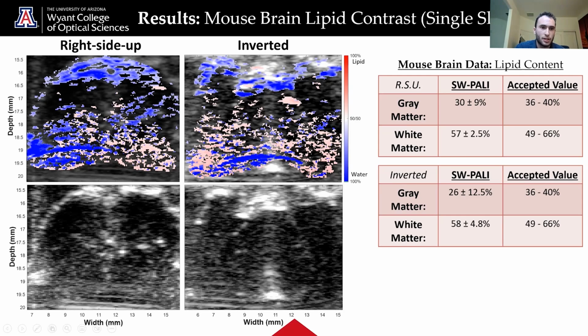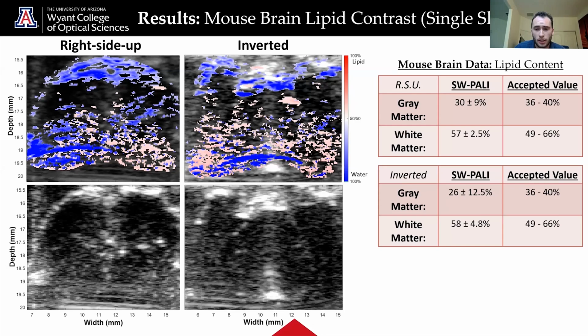And while we can quantitatively analyze these regions of predicted high and low lipid content, we can compare that to what we would expect gray and white matter to be. And particularly with white matter, we obtain data that is pretty much spot on with what the accepted value is for lipid concentration of that white matter. The gray matter estimations are a little bit off. We are not quite sure if this is due to the fact that this brain has been sitting in saline for months on end, and is not necessarily fresh, but regardless, we're intrigued by our estimates of the white matter lipid content.